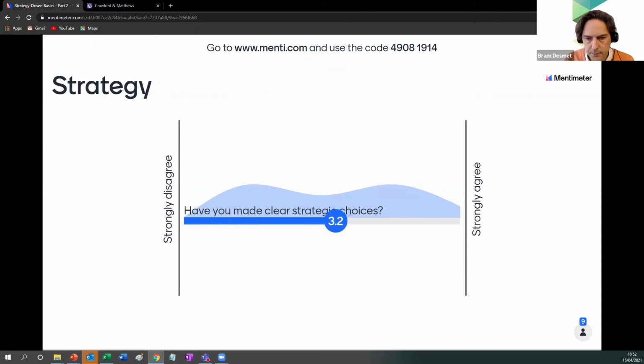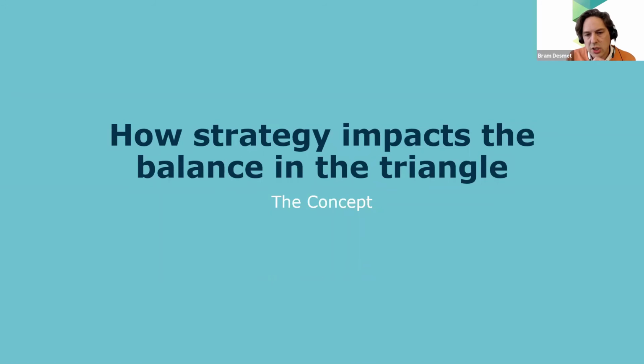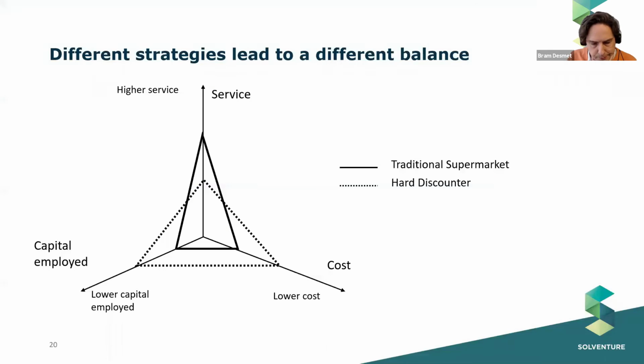Wait a second. It's a split distribution, I would say to my statistical students. It seems like some people say no, we have not. It seems like some people say yes, we have. In any case, it's something that you need to clarify. So, how strategy impacts the balance in the triangle.